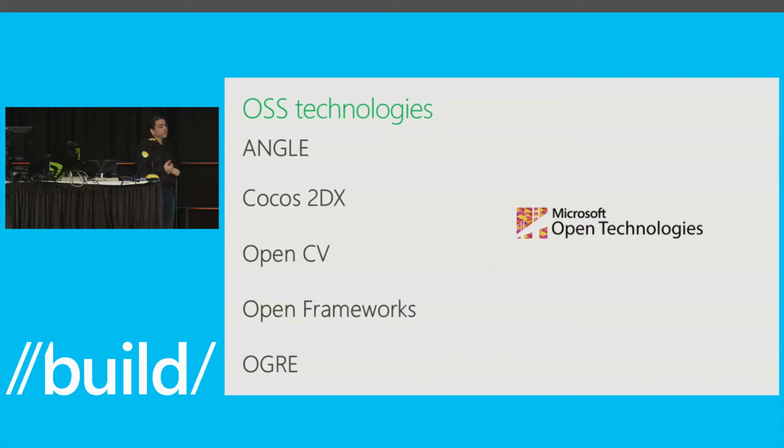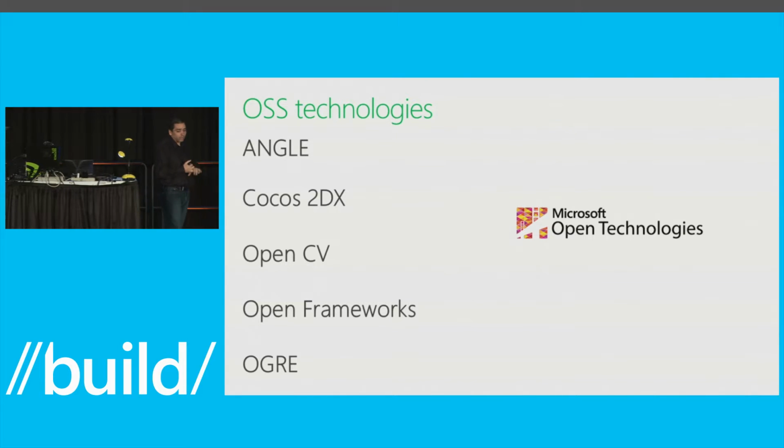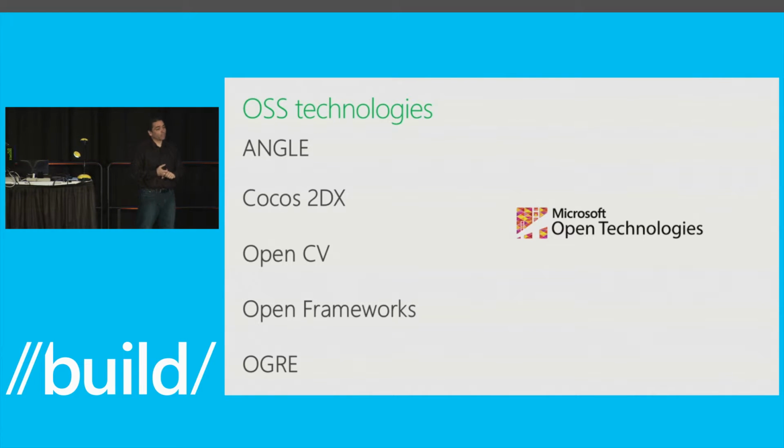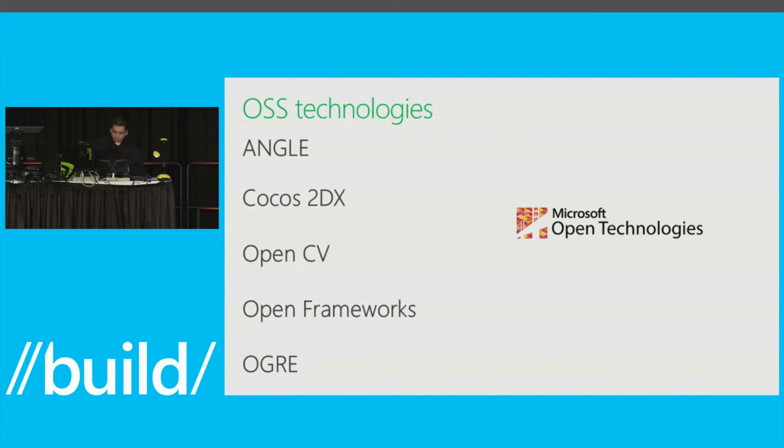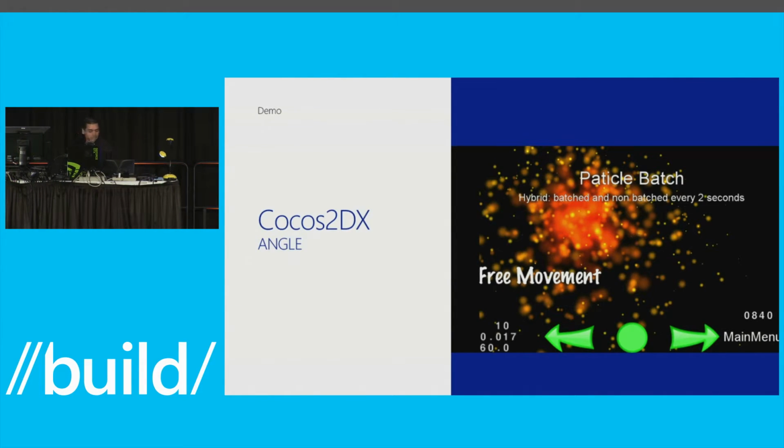We brought in Cocos 2DX, we brought in OpenCV, we brought in OpenFrameworks, and we're shipping a lot of games. So there are already in the store several games from major publishers that are using Cocos 2DX and Angle. So for those of you that have OpenGL technology, just know that we're there. We're open for business, and the technology is actually ready.